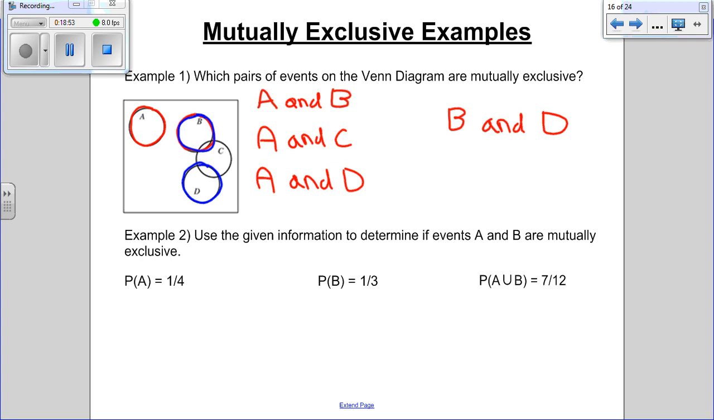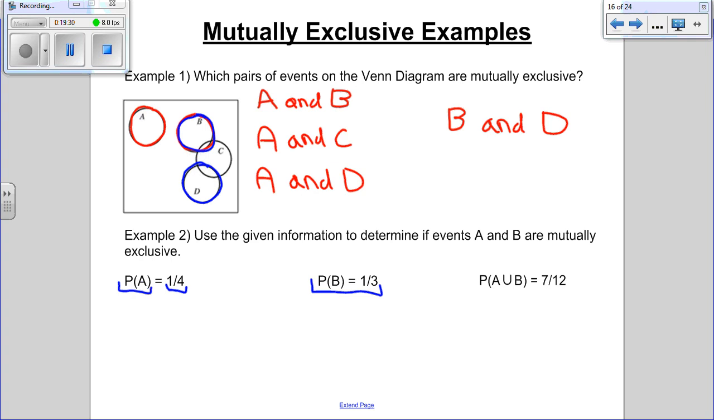Alright, example 2. Use the given information to determine if events A and B are mutually exclusive. So we're going to test to see if these are mutually exclusive. We don't know what event A is. We don't know what event B is. So it's not like we could read it and then figure it out. All they're telling us is the probability of event A equals 1 over 4. The probability of event B happening is 1 over 3. The probability of either of those things happening, A or B happening, would be 7 over 12.